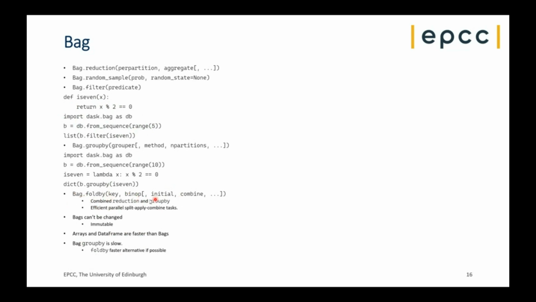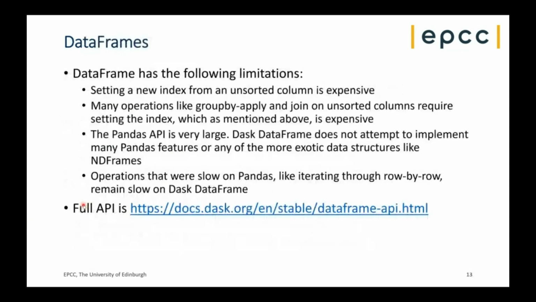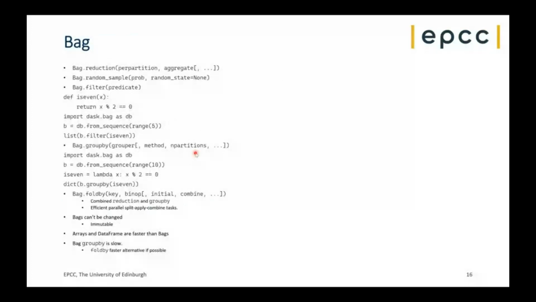And there are some other things that you can also do. There's a thing called fold by, which combines a reduction and a group by, which can do much more efficient parallel split, apply, combine tasks. The fold by is designed to get around group by being quite slow, and group by was quite slow in other implementations as well. So it tries to get around that kind of restriction.